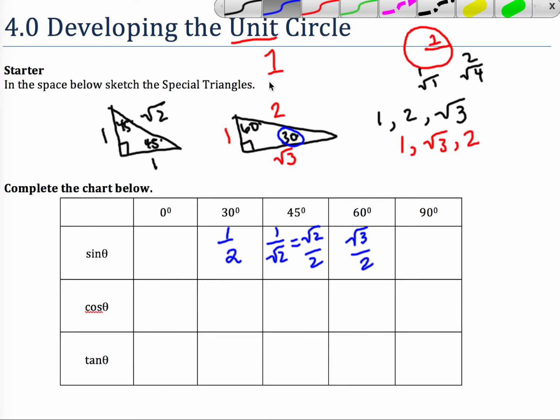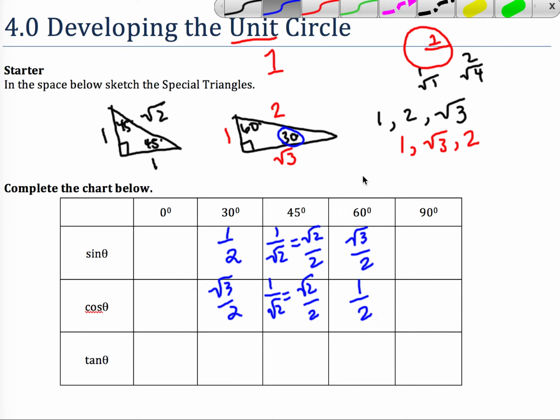So we're going to go over to cosine now. So the cosine of 30 is adjacent over hypotenuse, root 3 over 2. The cosine of 45, 1 over root 2, rationalize that again, root 2 over 2. The cosine of 60 is 1 over 2. And now we'll go ahead and do tangent.